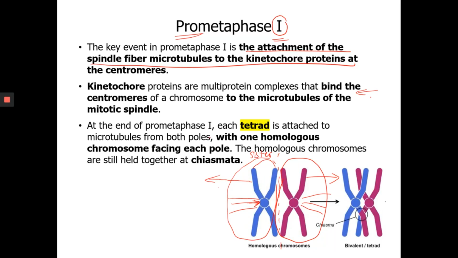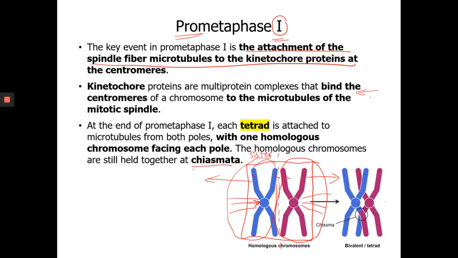At the end of prometaphase 1, each tetrad is attached to microtubules from both poles. So what is a tetrad? Now, if you look at this pair of homologous chromosomes, how many sister chromatids do you see? 4, right? Because each chromosome has 2 sister chromatids. So together, 1, 2, 3, 4. So that's 4. Now, tetrad means 4. So basically, it means a pair of homologous chromosomes, because it contains 4 sister chromatids.